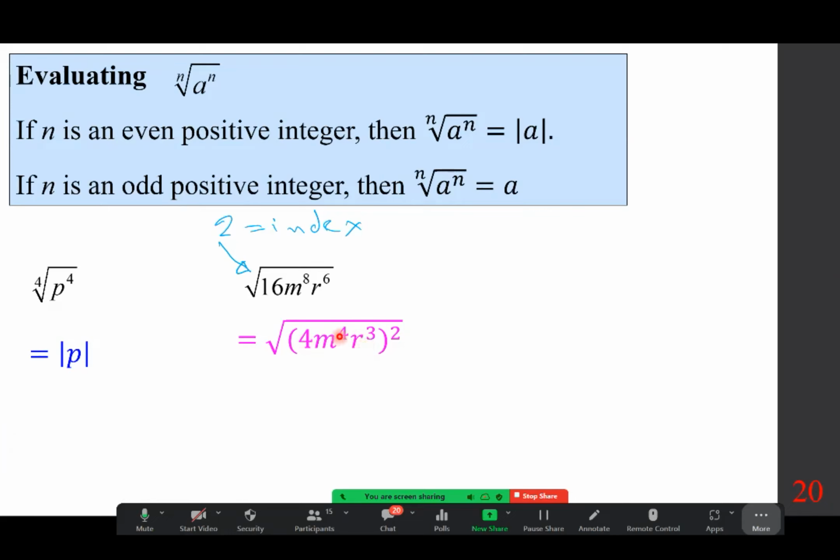It's a number, is positive. This is the power of even, is positive. But this one is odd. We put that one in an absolute value. So you put the whole thing in an absolute value. This can come out. This can come out. This one is like that.